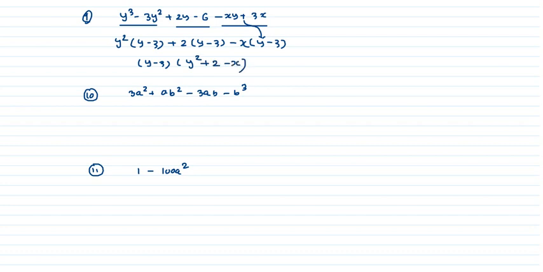Okay, how? See, from this term and this term, I have taken y minus 3 common. What I am left with from this term is y square. From here 2, from here minus x. So it is like this. So it's very simple.